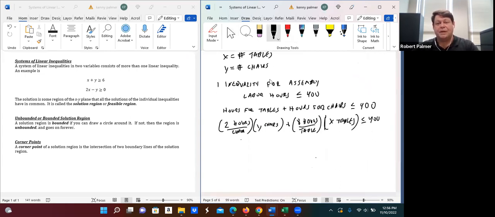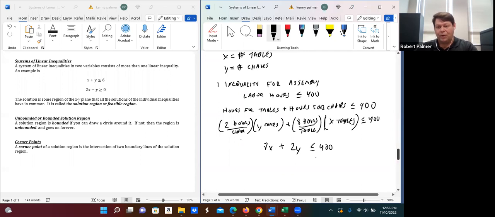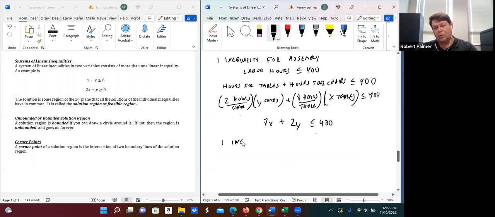And so what that's going to give us is the inequality. 8x, these are the labor hours to assemble all the tables you can make, plus 2y, the same hours for the chairs, is going to be less than or equal to 400. Okay, now we need one more inequality, for finishing. Once again, the labor hours have to be less than or equal to 120.